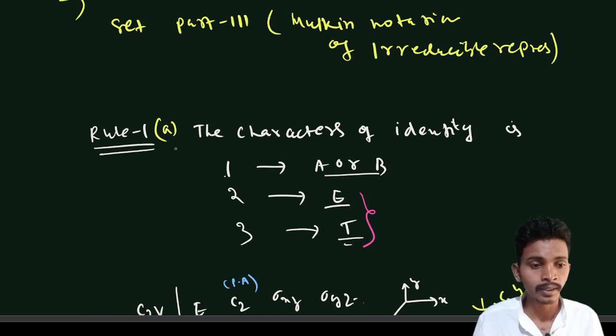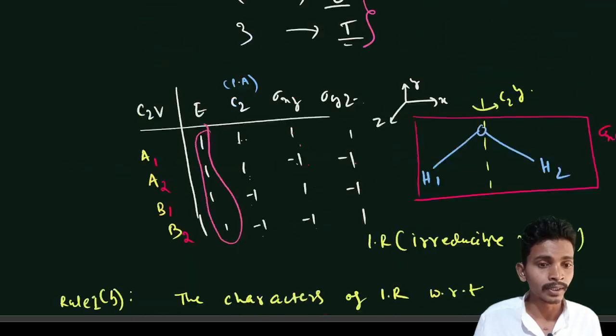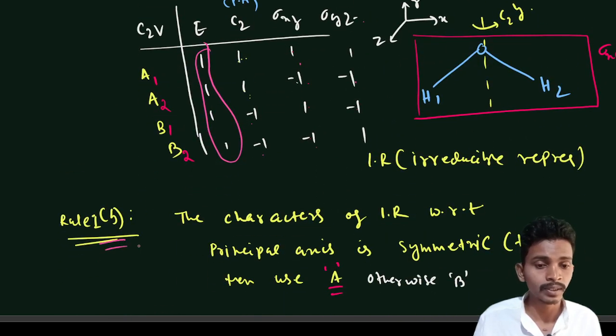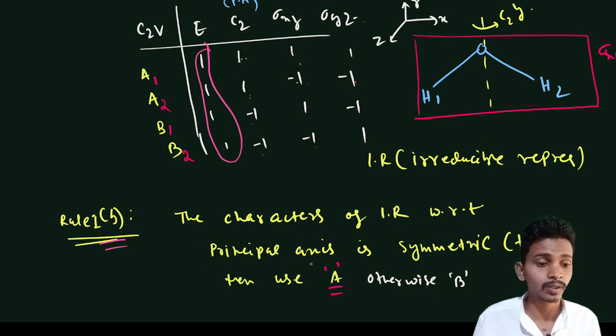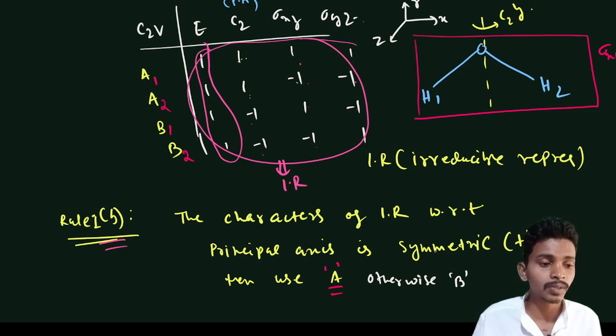Rule 1A: if the dimension, the identity element, is 1 then A or B, and if it is 2 then E, if it is 3 then T. And A or B, how will you decide? By taking rule 1B, the character of the irreducible representation with the principal axis is symmetric. So these are the irreducible representations. This irreducible representation with respect to the principal axis is positive or negative. Likewise, we are doing this notation.